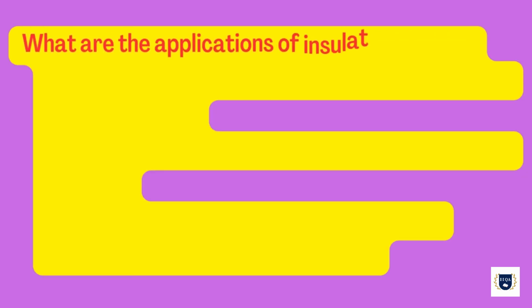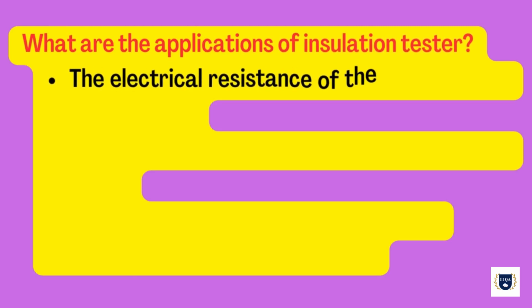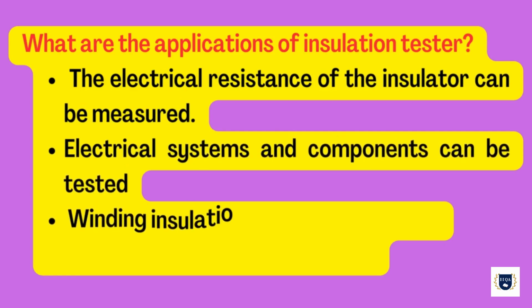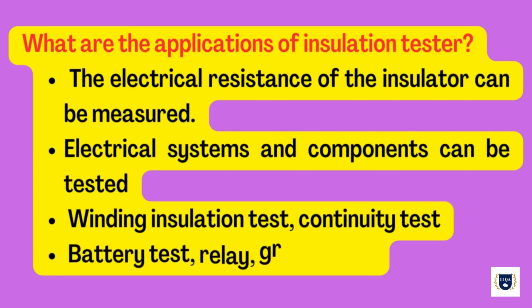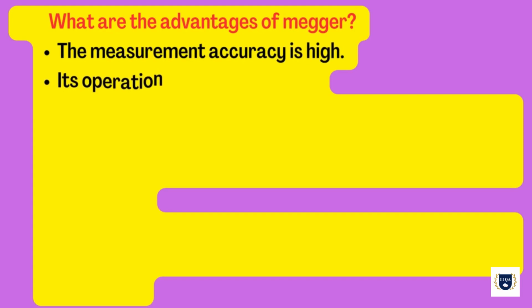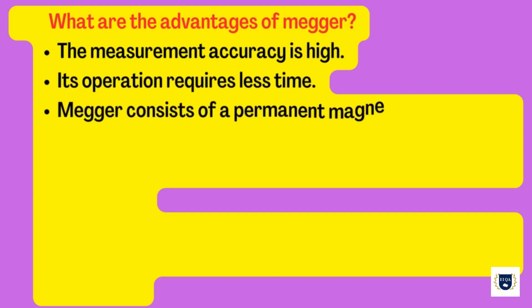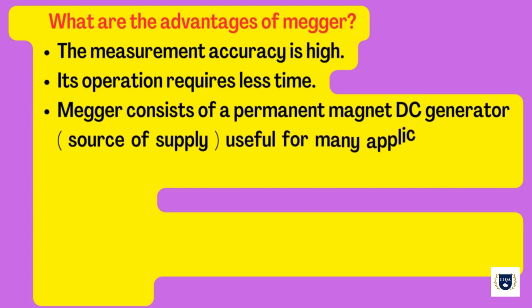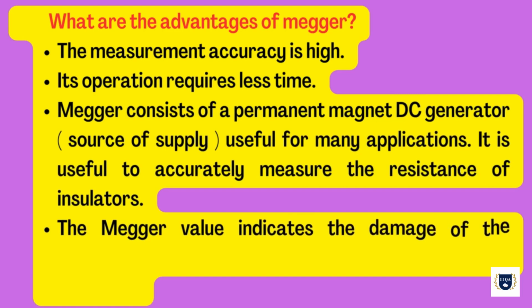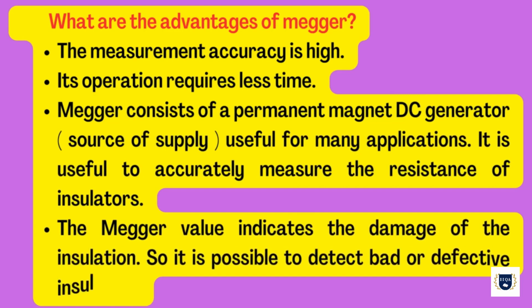What are the applications of insulation tester? The electrical resistance of the insulator can be measured. Electrical systems and components can be tested. Winding insulation test, continuity test, battery test, relay, ground, etc. What are the advantages of Megger? The measurement accuracy is high. Its operation requires less time. Megger consists of a permanent magnet DC generator, source of supply, useful for many applications. It is useful to accurately measure the resistance of insulators.